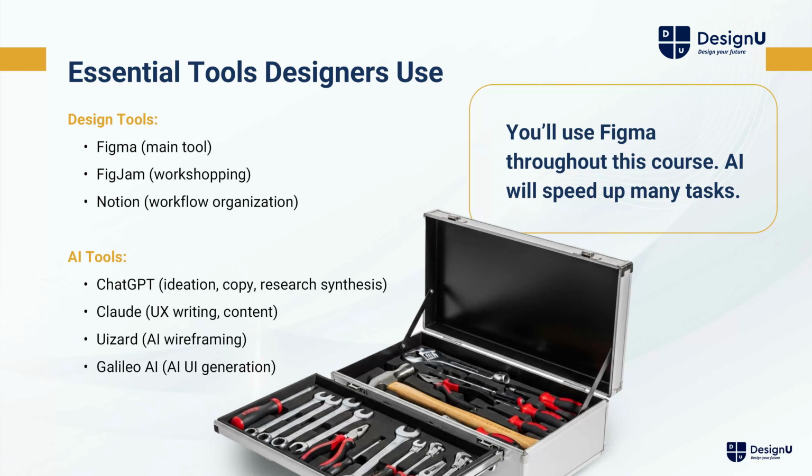While Notion is about workflow organization. So you organize all the activities that you have to do in a day, in a week, for a project, for a sprint, and so on and so forth. AI tools that you also use, you have ChatGPT, which is for ideation, for creating copy, and for synthesizing research. Claude for UX writing and also content generation, Wizard for AI wireframing, and Galileo AI for creating UI. So it creates screens, frames for you. You will use Figma throughout this course, but AI will speed up your tasks.